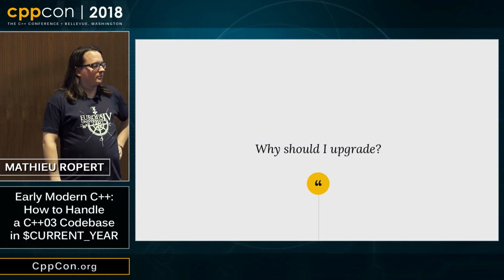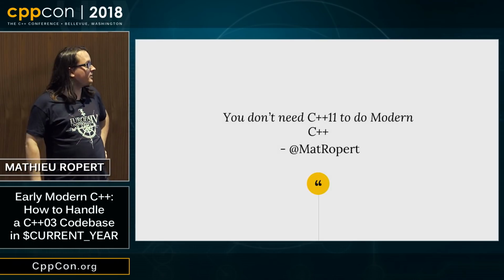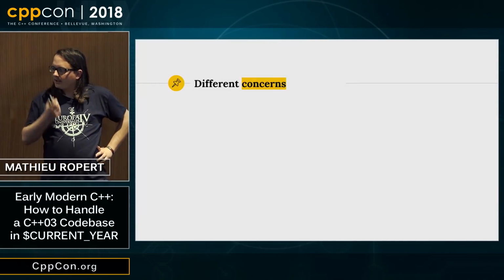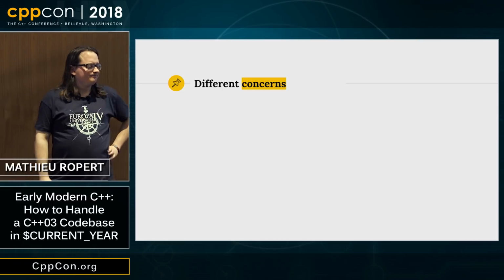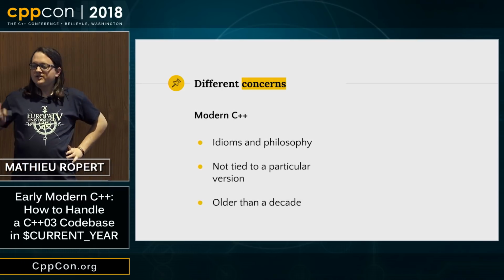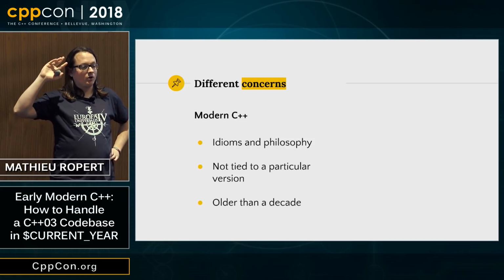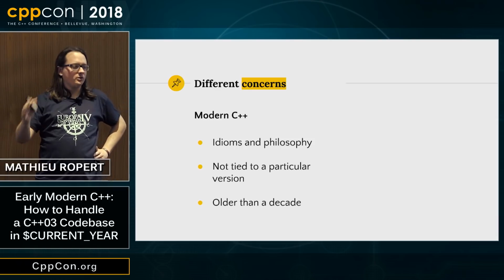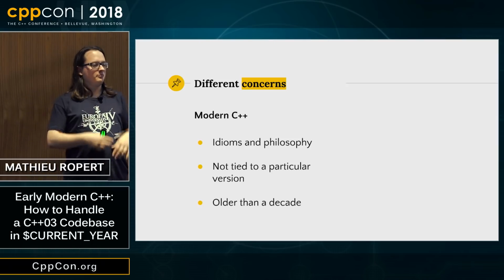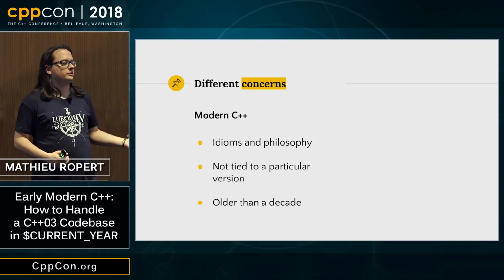Okay, so why should I upgrade? That's a big question, right? I mean, especially since this guy just told me I don't. Well, it's not exactly what I said. What I said is, there are two different concerns. Modern C++ concerns itself with idioms and philosophy. What C++ has been built for, how should we use it, what's the direction we are taking, what are the patterns and best practices we want to introduce. It's not tied to a particular version.